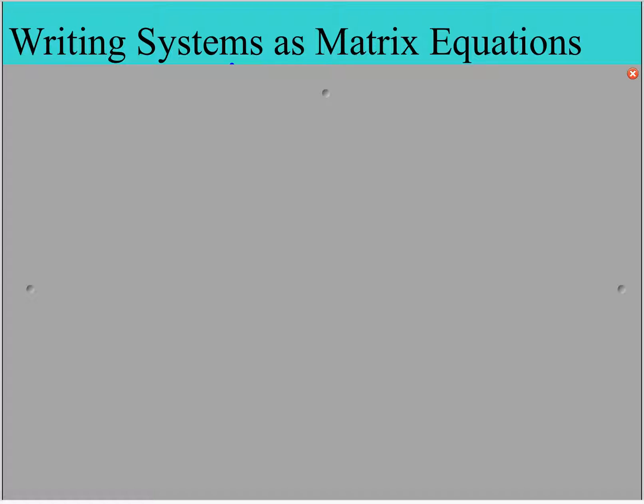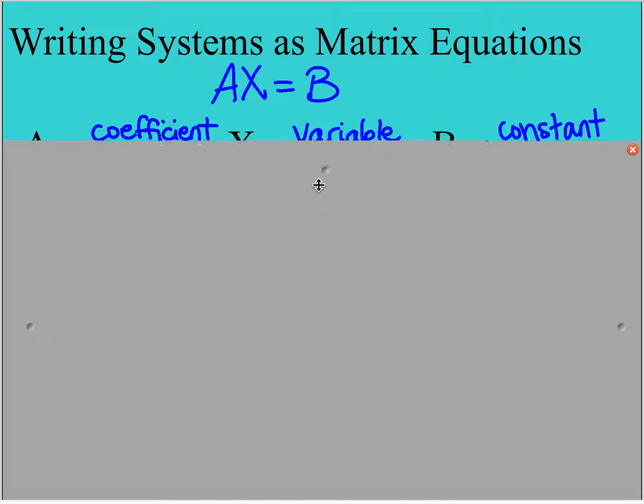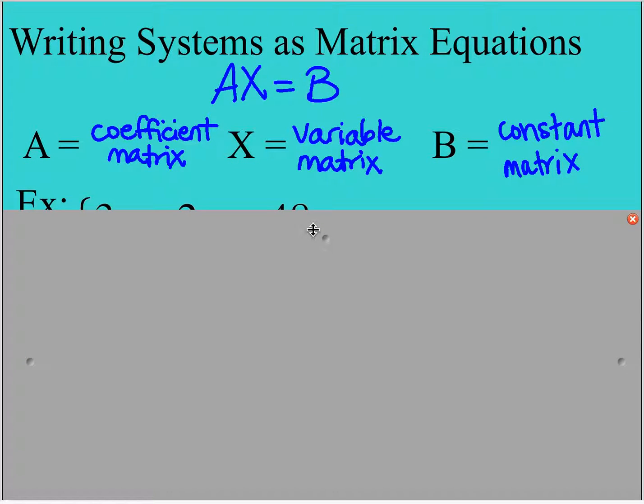We're going to be using inverses in solving matrix equations and systems of equations. And so the first thing you need to learn is how to write a system of equations as a matrix equation, so in the form AX equals B. The first thing is to know that matrix A is your coefficient matrix, matrix X is your variable matrix, and matrix B is your constant matrix. And so for the first example, it looks like this.